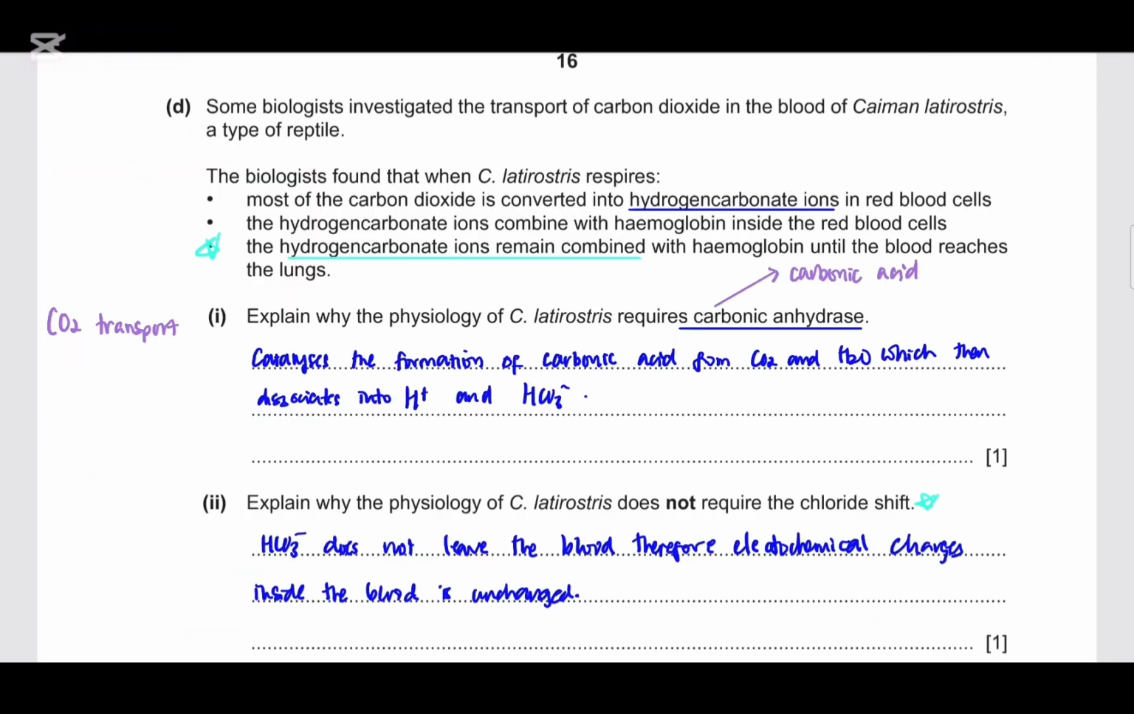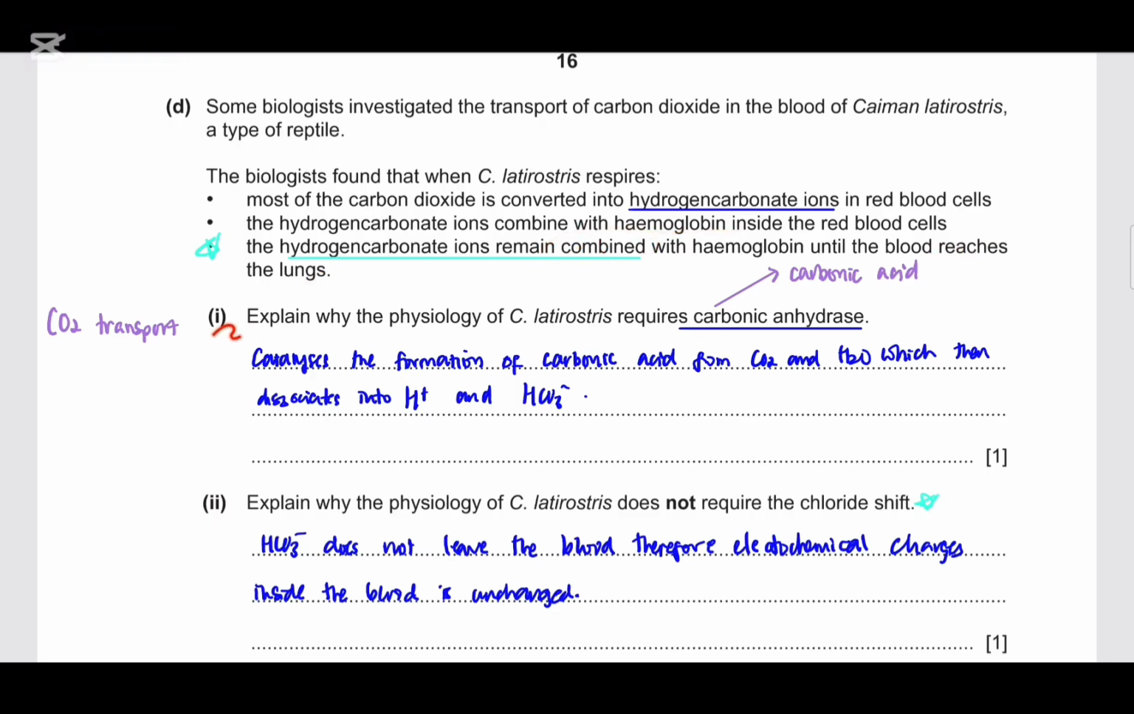Next question: some biologists transport carbon dioxide in Caiman latirostris. They found out when they respire, most of the carbon dioxide is converted into hydrogen carbonate ions in the red blood cells. Hydrogen carbonate ions combine with hemoglobin in the red blood cells, and they remain combined with hemoglobin until the blood reaches the lungs.